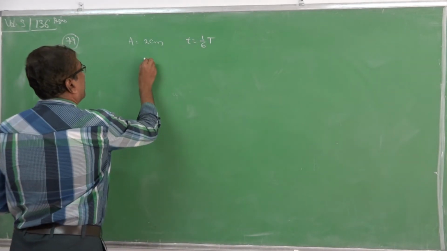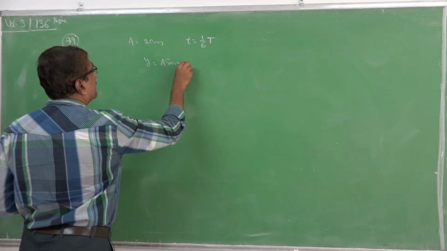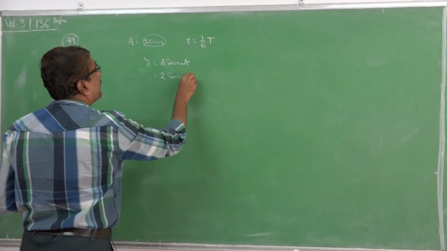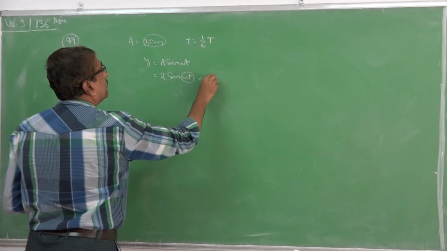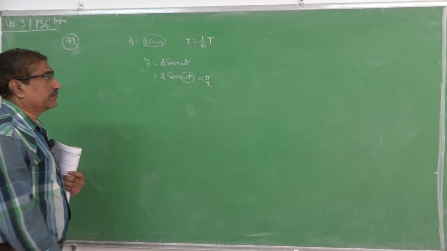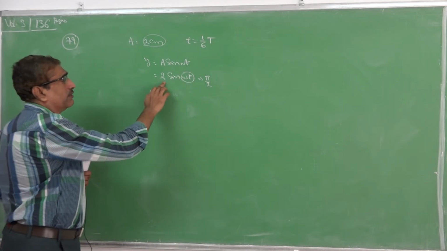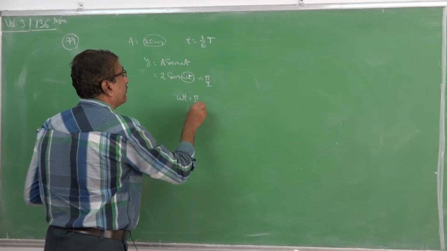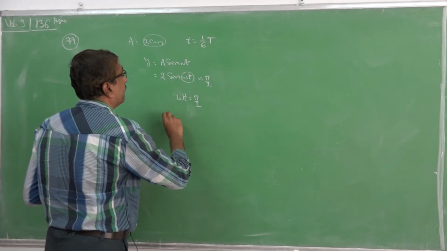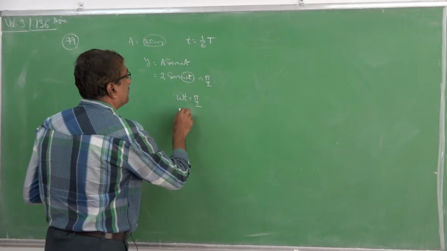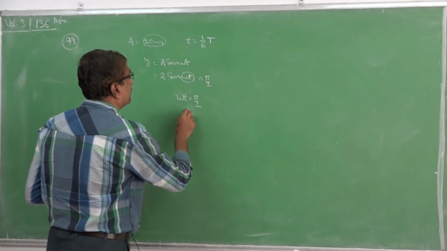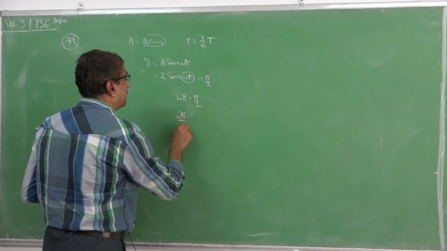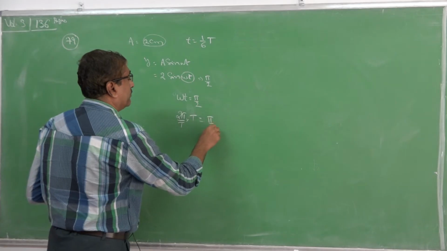Let us assume that y is equal to a sin omega t. In this, a is given as 2. So y is 2 when sin omega t is equal to pi by 2, then only y is equal to 2. That is omega t is equal to pi by 2. So 2 pi by capital T into t is equal to pi by 2.